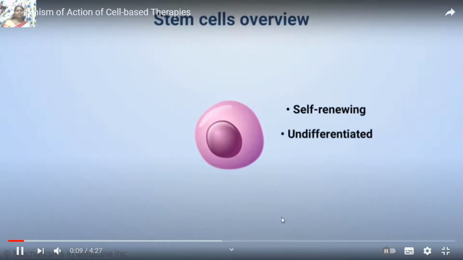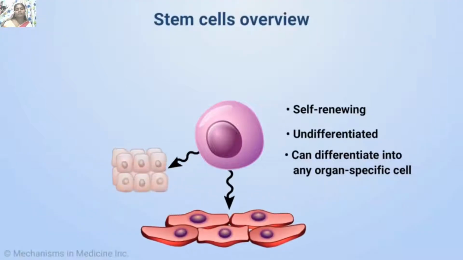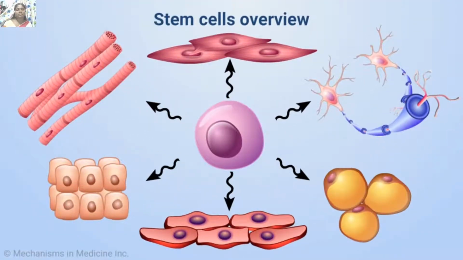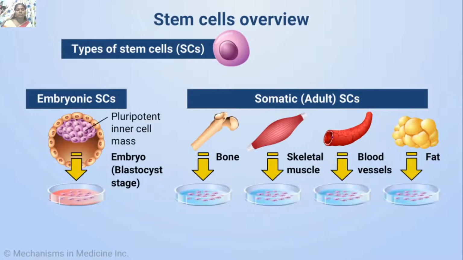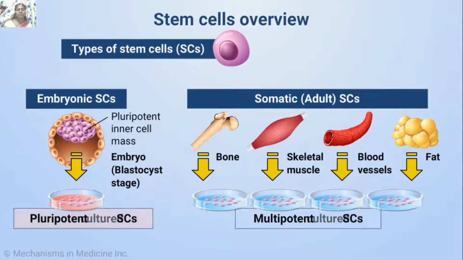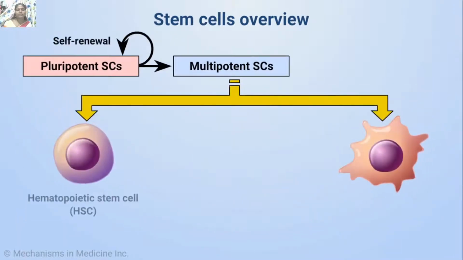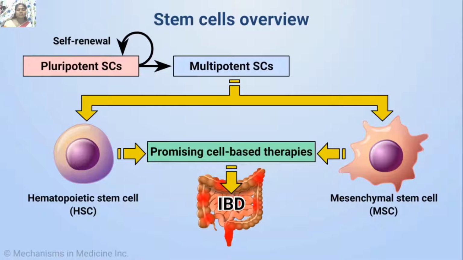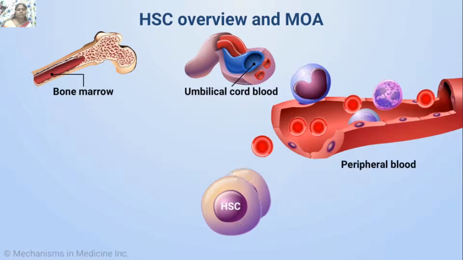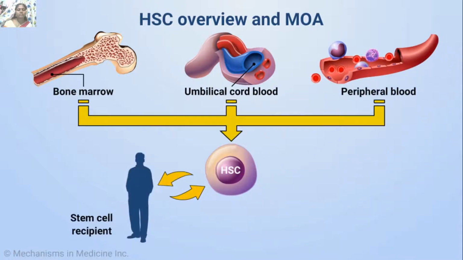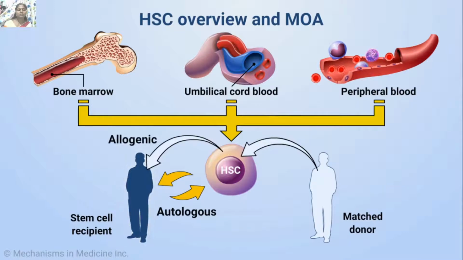Stem cells are self-renewing undifferentiated cells that have the potential to differentiate into any organ-specific cell depending on their origin. They can be characterized as either embryonic or somatic or adult stem cells. They differ in their potency and differentiation capacity depending on the tissue of origin. Thus far, hematopoietic stem cells, or HSCs, and mesenchymal stem cells, or MSCs, have emerged as promising cell-based therapies for severe refractory IBD cases. HSCs can be isolated from the bone marrow, umbilical cord blood, or more commonly peripheral blood of an individual, and eventually transplanted back to the same individual, autologous. These stem cells can also be received from a matched donor, allogenic, for potential cell-based therapy.